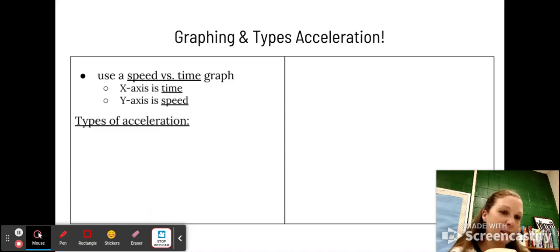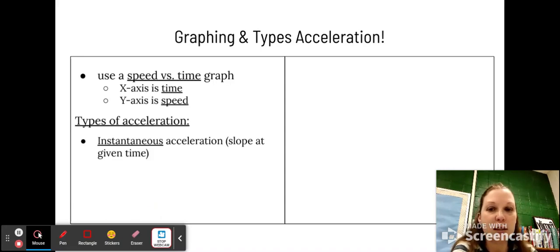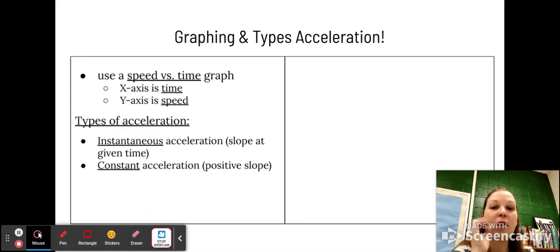And there are different types of acceleration that you could see on these graphs. One of them is instantaneous acceleration. This is the slope at any given point. So you'd find the line tangent to that, and you'd find the slope. So you could hit a point in particular: at time 3 seconds, what was the acceleration?